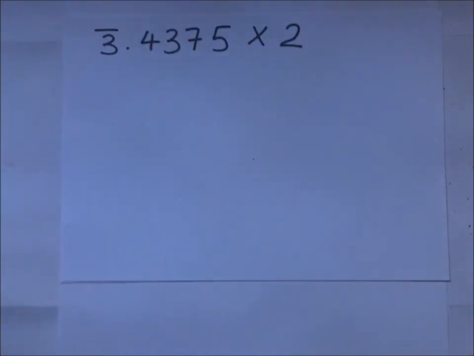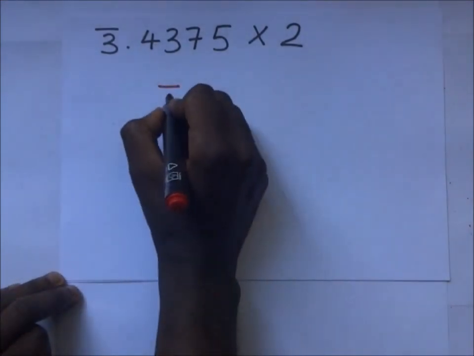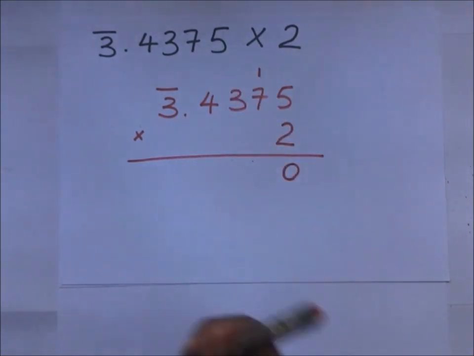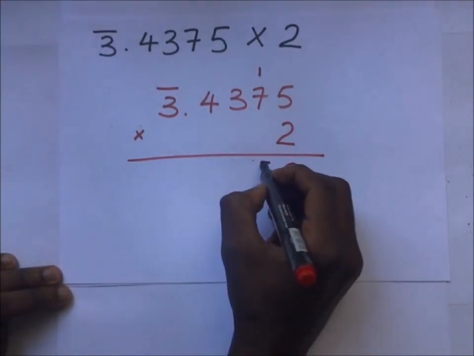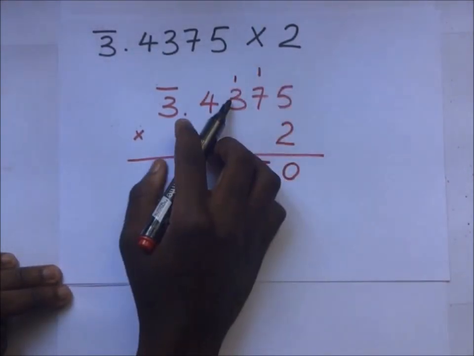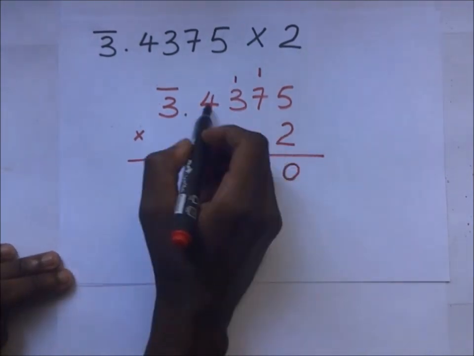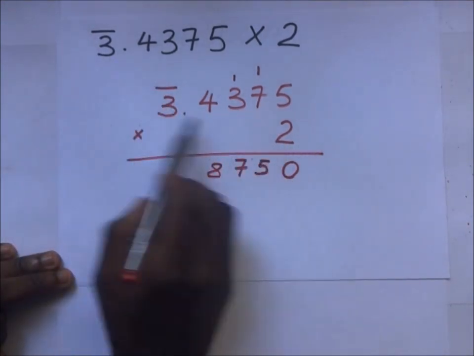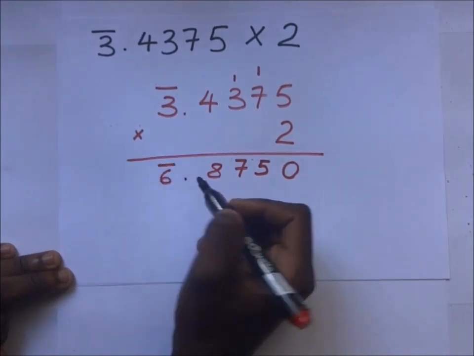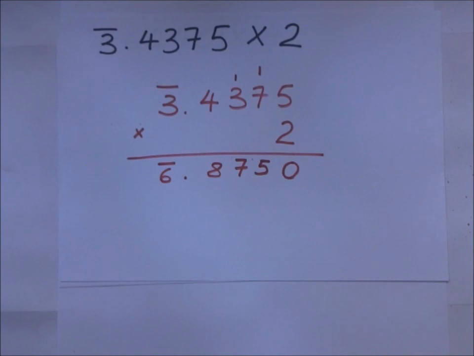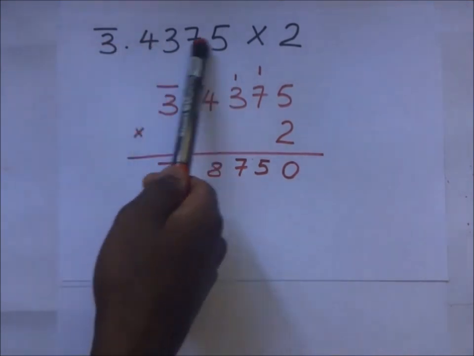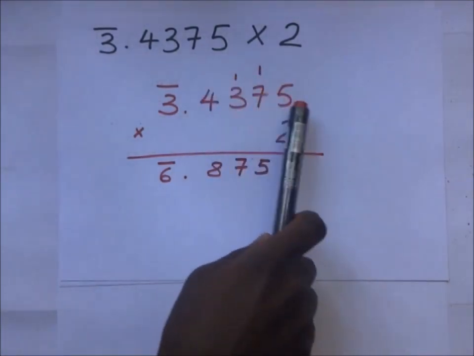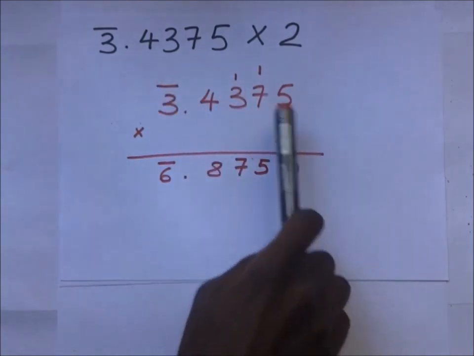So how do we multiply them? Multiplying them is going to be, so 2 times 5 is 10. So you write 0, you carry 1. 7 times 2 is 14. 14 plus that 1 is going to give us 15. So you write 5, carry 1. 2 times 3 is 6. 6 plus 1 is 7. Then 2 times 4 is 8. Then we have 2 times 3 bar. 2 times 3 bar is 6 bar. So when we are multiplying logarithms, the characteristic will be multiplied independently from the mantissa.